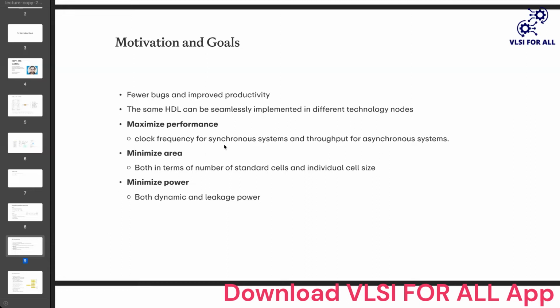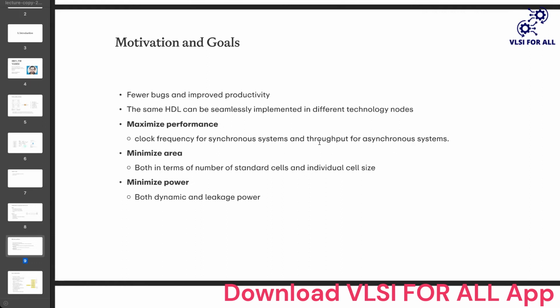So the clock frequency for the synchronous systems and throughput for the asynchronous systems. Using this, we are able to increase the performance. And one of the goals for synthesis is to meet the performance. Let's say I'm saying that this chip has to work at 2 gigahertz. That is one of the constraints that I give to the synthesis tools, and I have to meet that performance constraint, right?